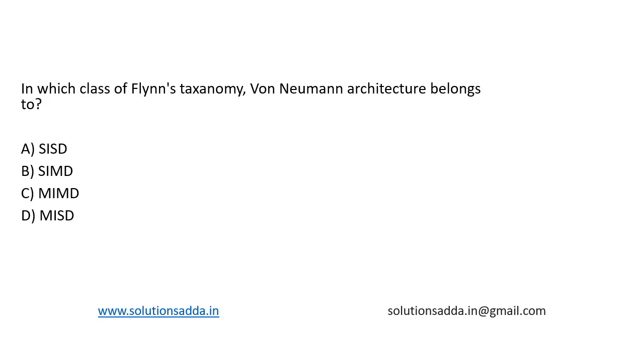This is a question from computer organization. In which class of Flynn's taxonomy does von Neumann architecture belong? In computing, single instruction, single data is a computer architecture in which a single uniprocessor executes a single instruction stream to operate on data stored in a single memory. So this corresponds to the von Neumann architecture. So in Flynn's taxonomy, this is option A, SISD, that is single instruction stream, single data stream. So option A is the correct answer here.